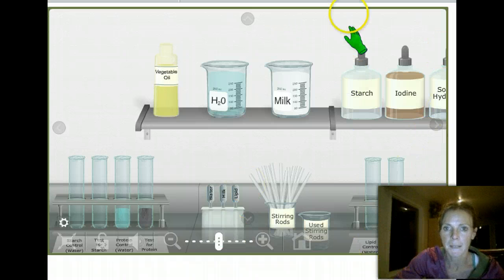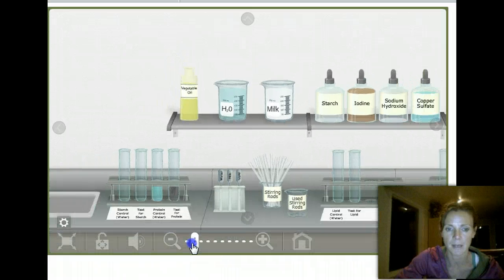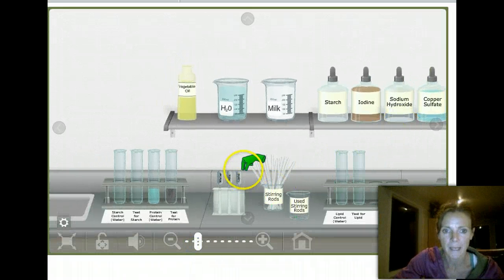Okay, we can also do the same thing for the lipid. So I'm going to pan out again. So look, we have lipids, we have vegetable oil, right? So first of all, let's do our water, because this is our control.